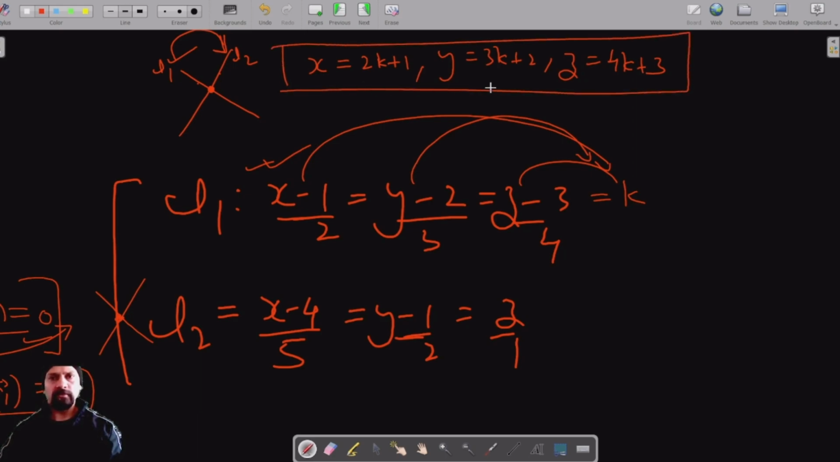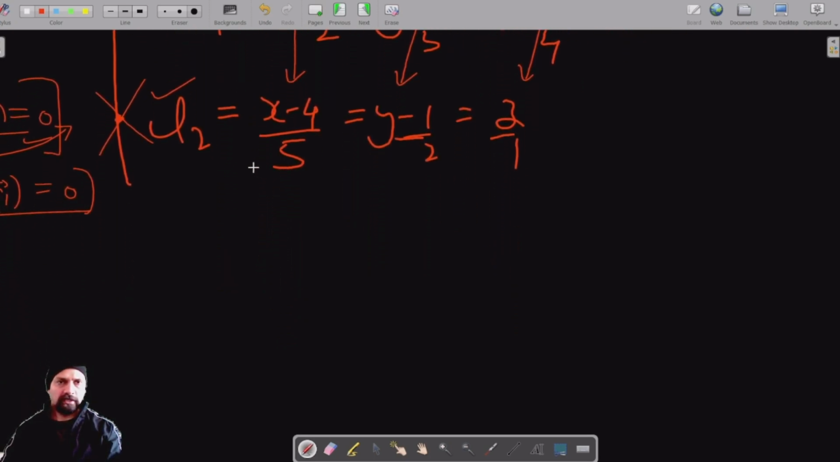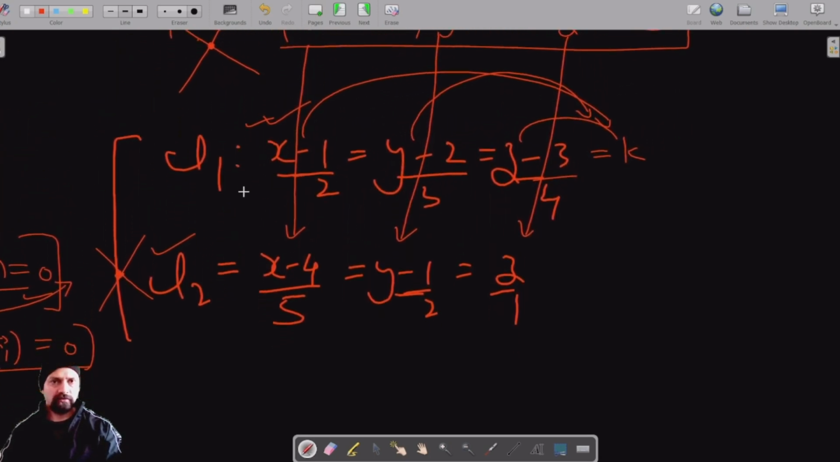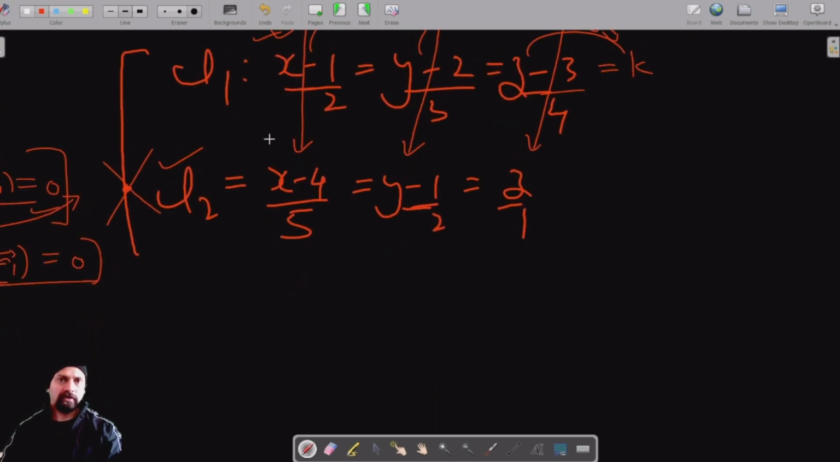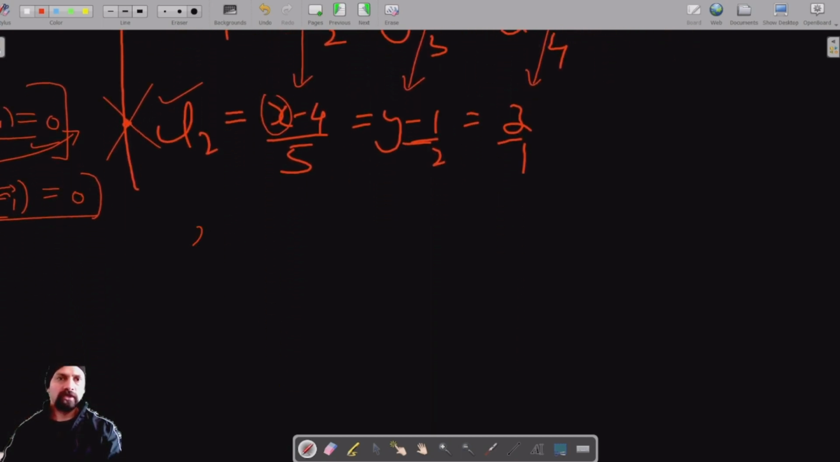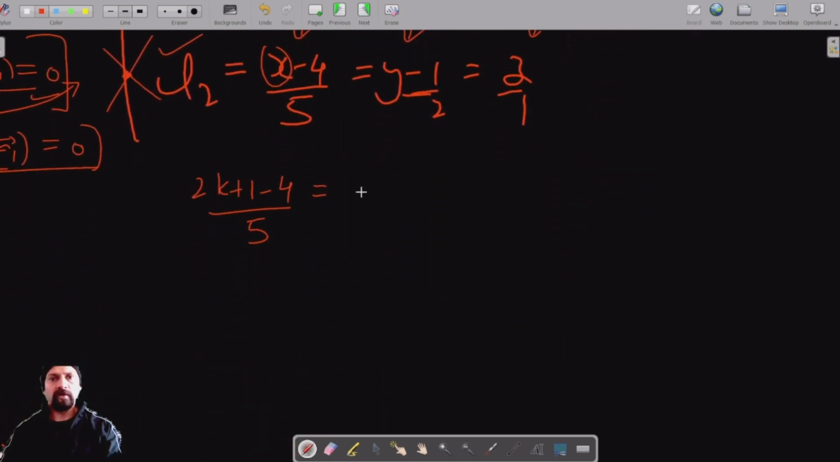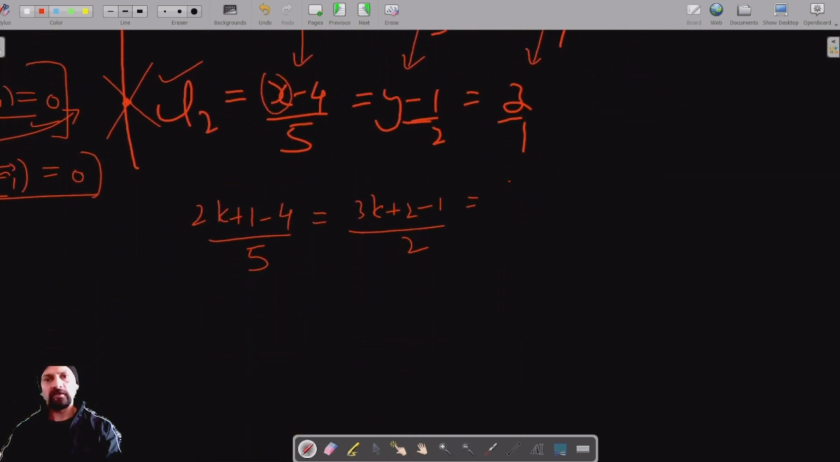So x is equal to 2k plus 1, y is equal to 3k plus 2, and z is equal to 4k plus 3. Now we will replace these values in line L2, because it's a point of intersection, so these points will satisfy the equation of the line L2. So for x I can put 2k plus 1 minus 4 by 5 is equal to y, which is 3k plus 2 minus 1 by 2 is equal to z, which is 4k plus 3 by 1.